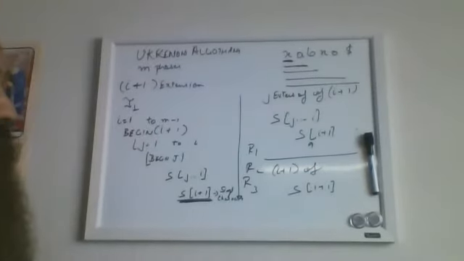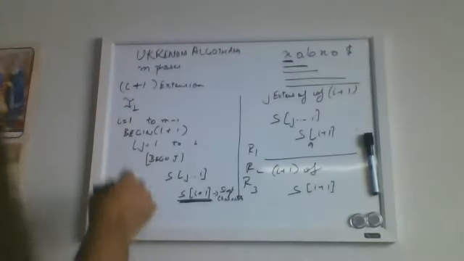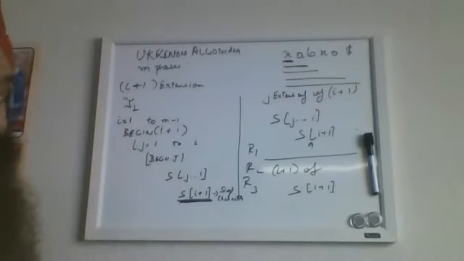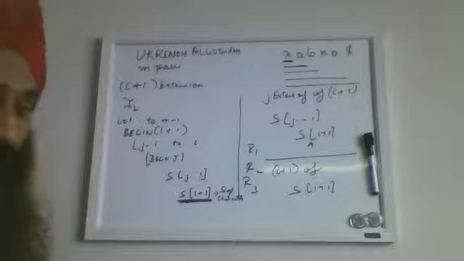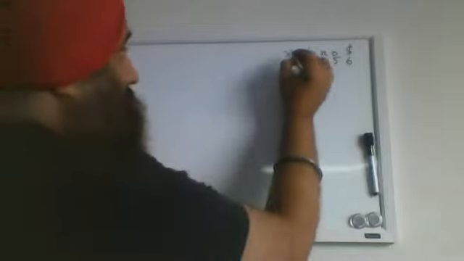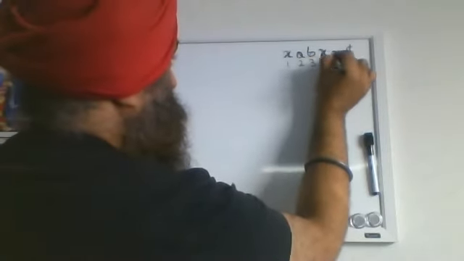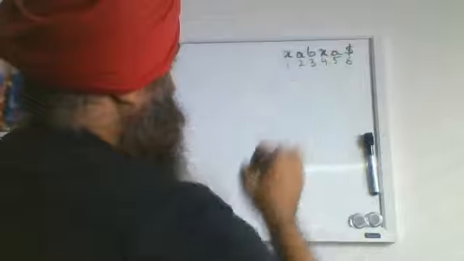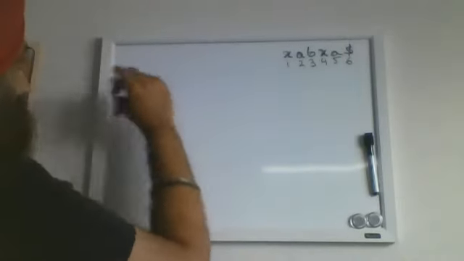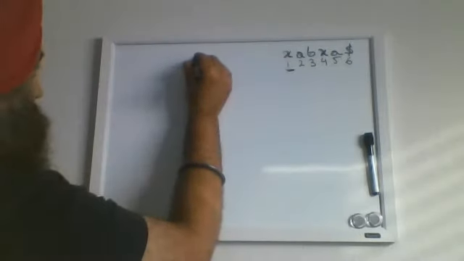Let me take this example XABXA and try to create the suffix tree using Ukkonen's algorithm. I think things will be more clear. So I'm giving you an example and explaining a simple string, XABXA dollar sign. So the first step of Ukkonen's algorithm says construct the suffix tree.